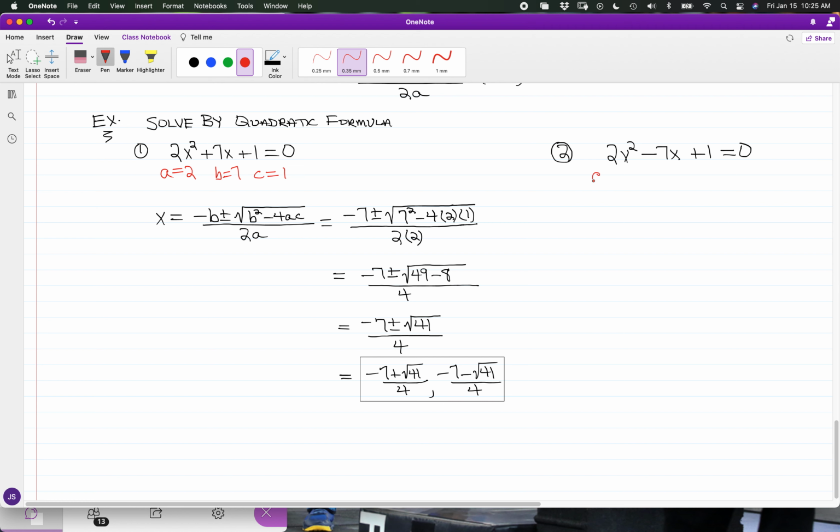Now this time we have a still equal to 2, and because the middle term is minus 7x, and since bx is represented by minus 7x, your b value is now at negative 7. And since we have plus 1 at the end of the trinomial, we still have that c is equal to 1. And now just taking what we have, again reapplying the quadratic formula.